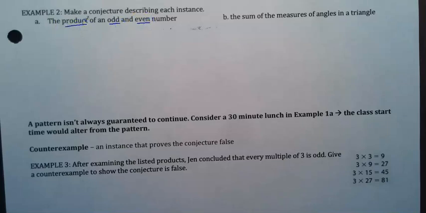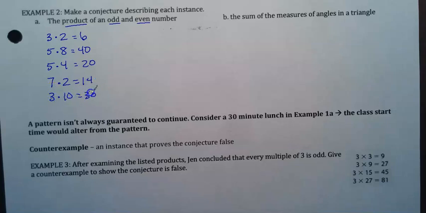even and its product. So maybe we say 3 times 2. Well, that's 6. 5 times 8. All right, well that's 40, right? Odd and even. So maybe we have 5 times 4. That's 20. I was going to write 7 and then I wrote 2, so let me go back here. How about if we do 7 times 2, 14. All right, 3 times 10, 30.